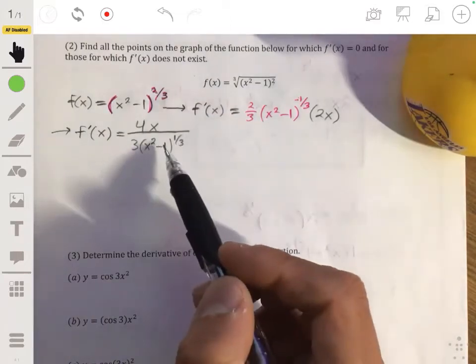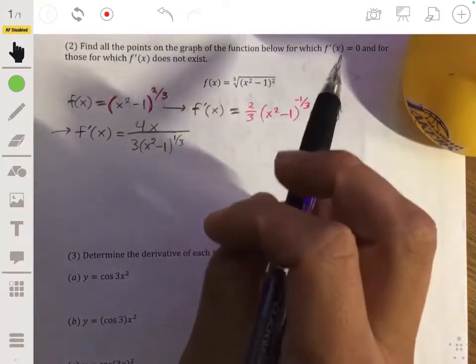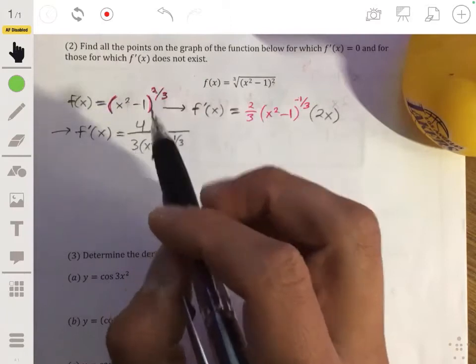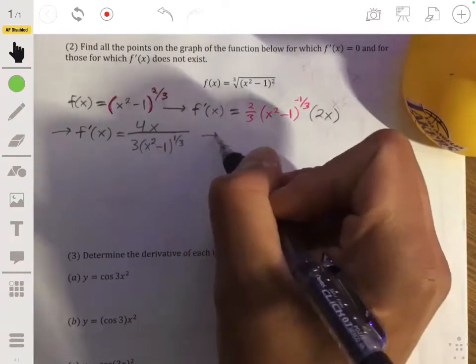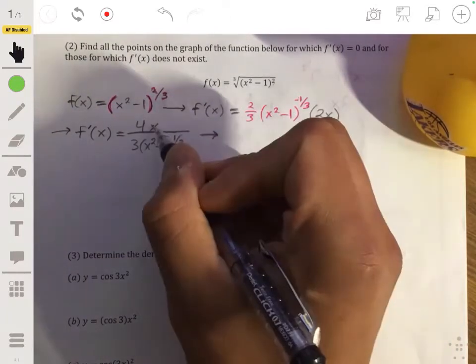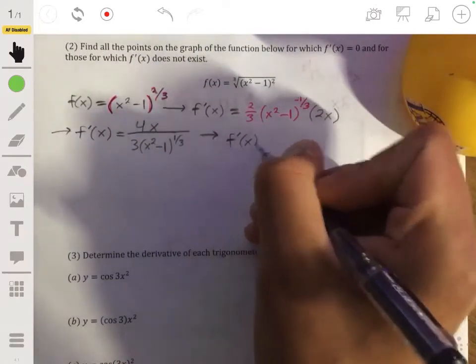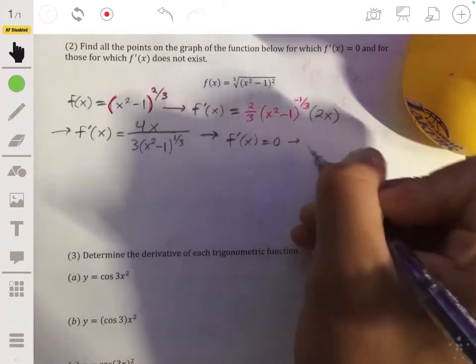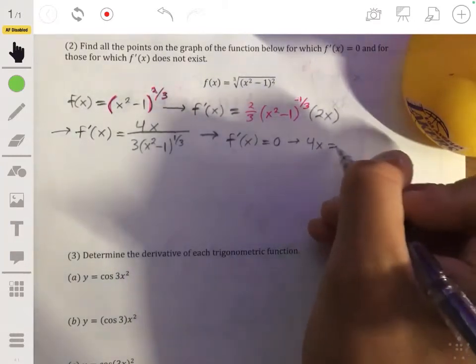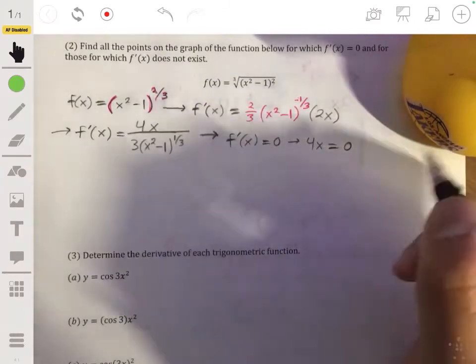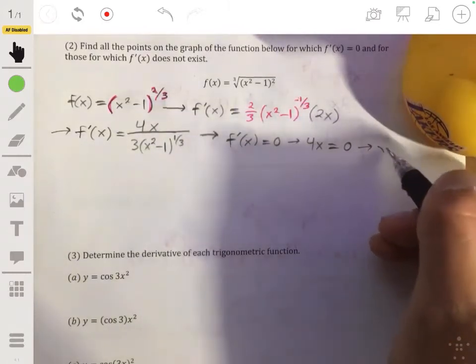Now this is our derivative, so we need to figure out where it's equal to 0 and where it's undefined. So this will be equal to 0 simply when you have 4x equal to 0. So let's write that f prime of x equals 0. When you get 4x equal to 0, you just need the numerator to equal 0. And that just means it's 0 when x equals 0.